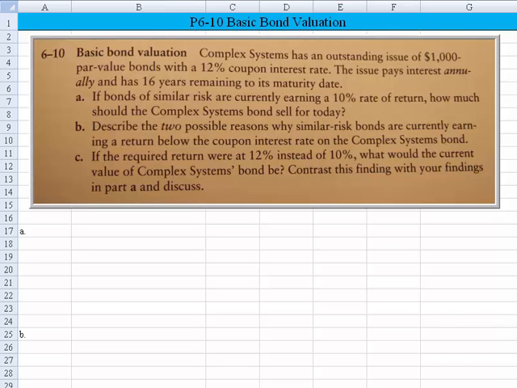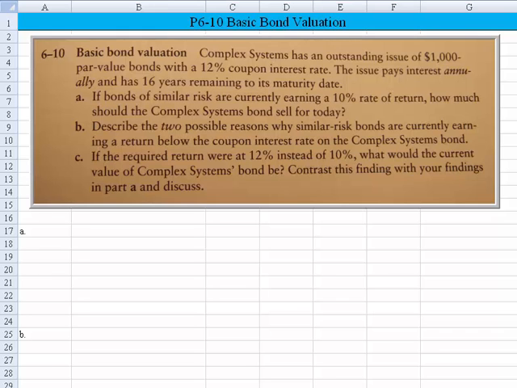Hi everyone. Let's take a look at problem 6-10, which deals with a basic bond valuation. Complex Systems has an outstanding issue of $1,000 par value bonds with a 12% coupon interest rate. The issue pays interest annually and has 16 years remaining to its maturity date.